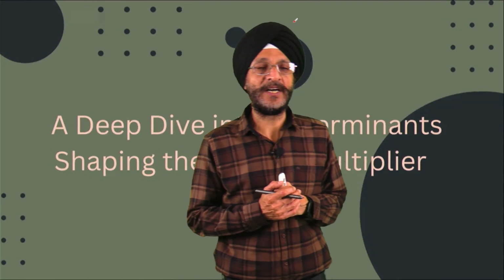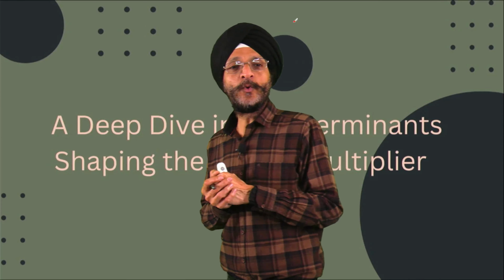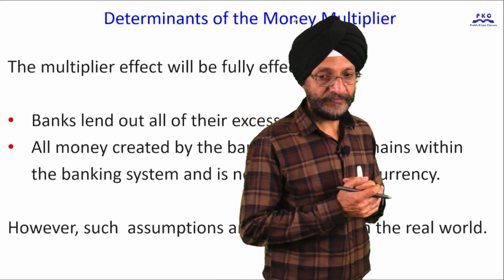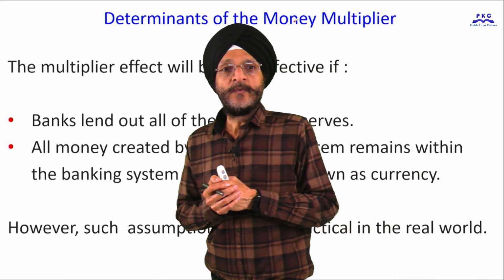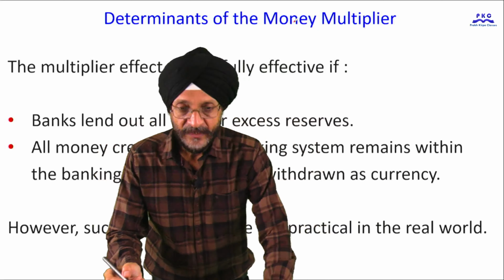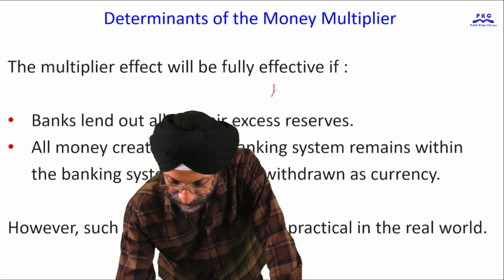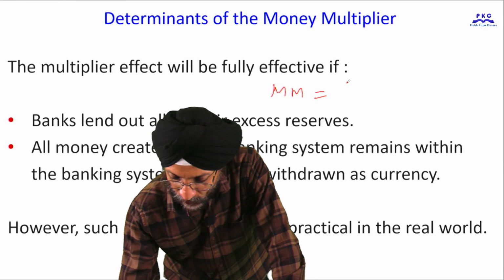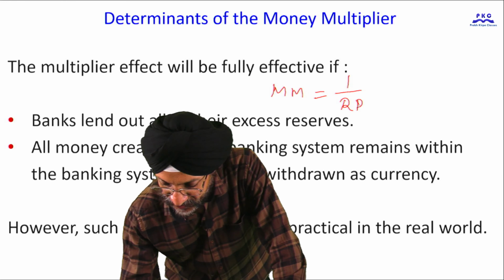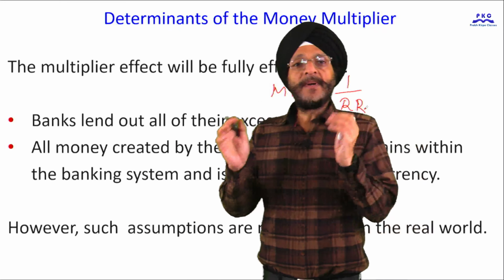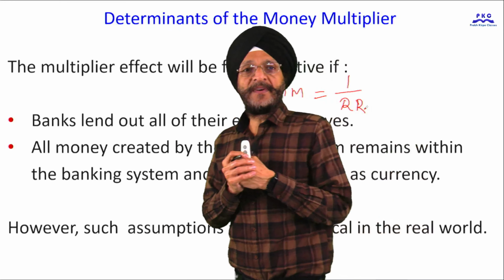Now the topic before us is a deep dive into determinants shaping the money multiplier. We understand that we have a formula to calculate the money multiplier. What is that? Money multiplier is equal to 1 over reserve ratio. The money multiplier effect will be fully effective if banks lend out all of their excess reserves.